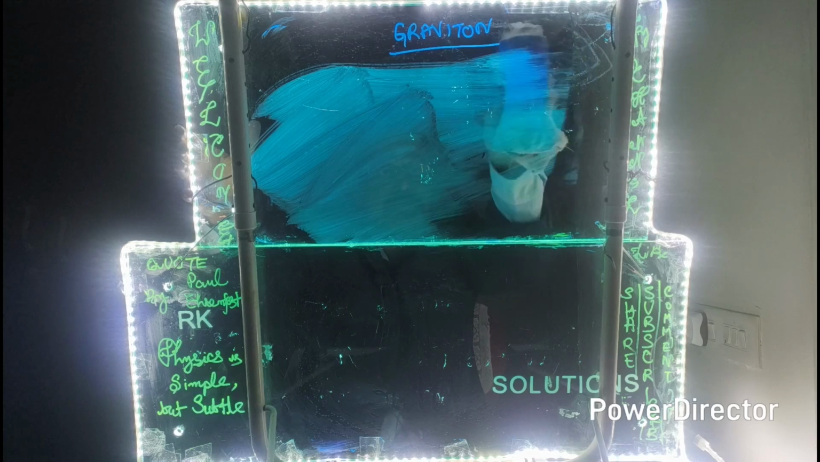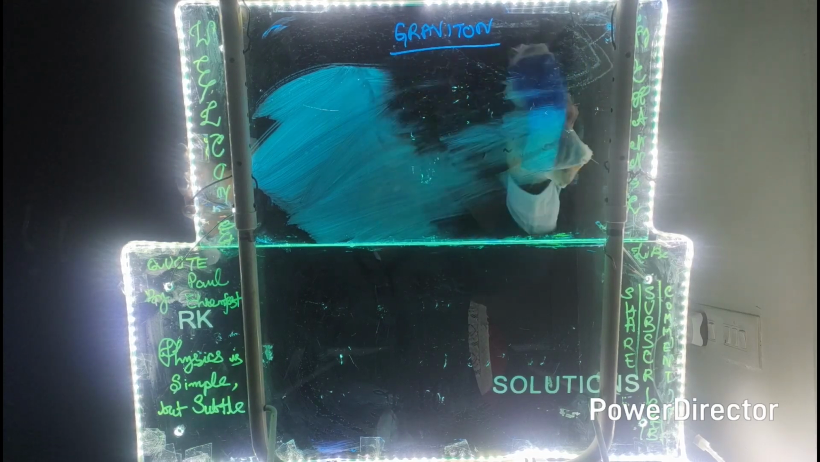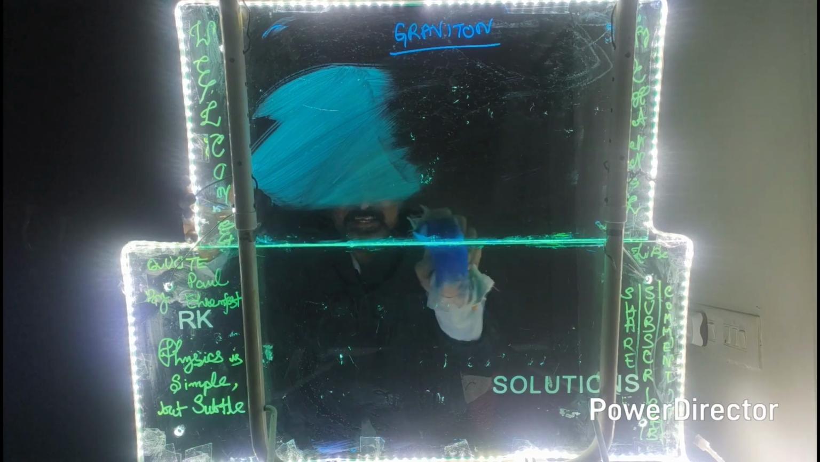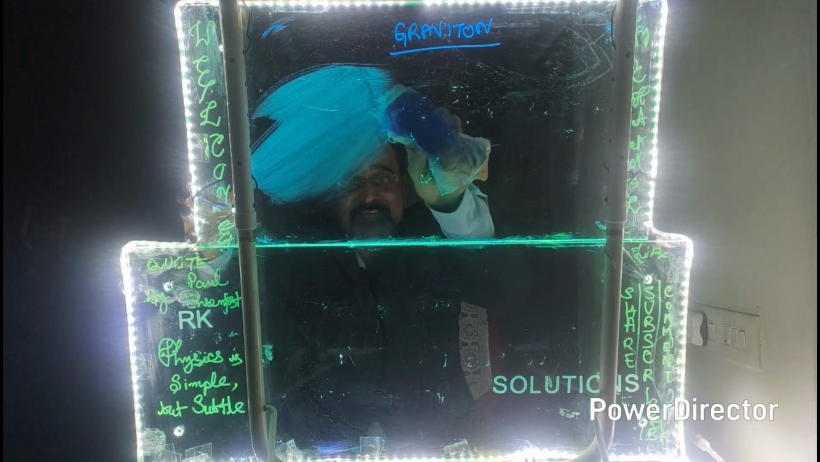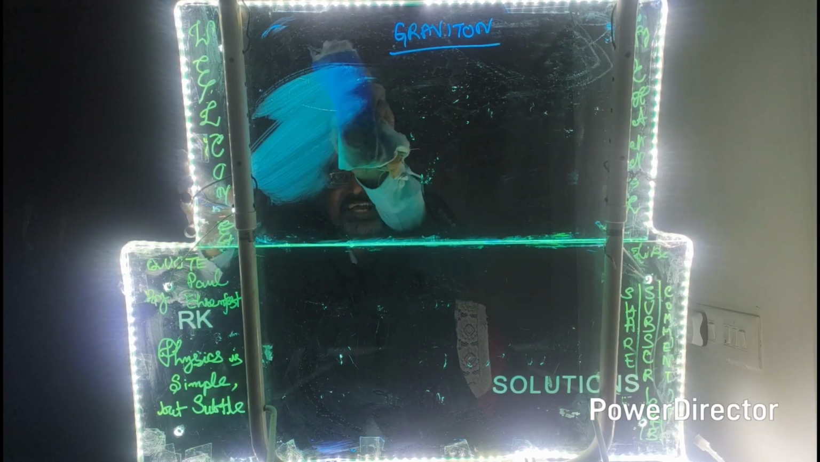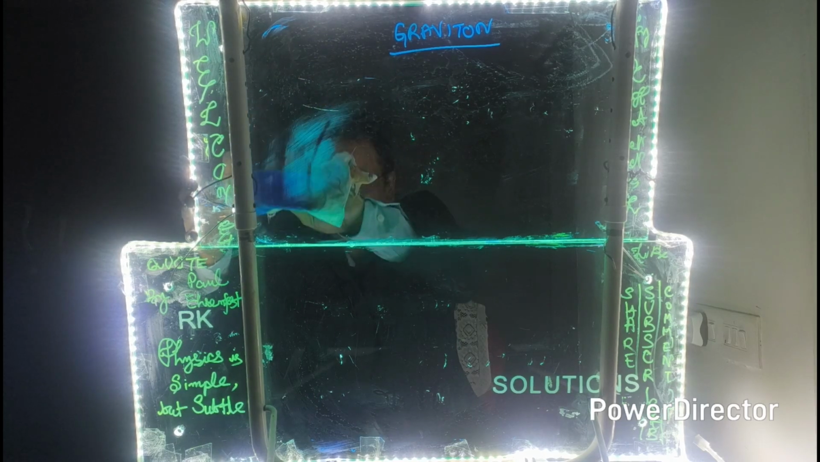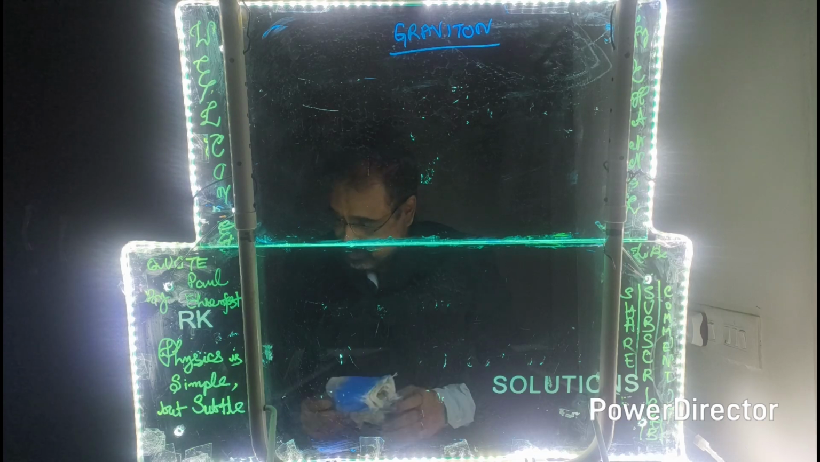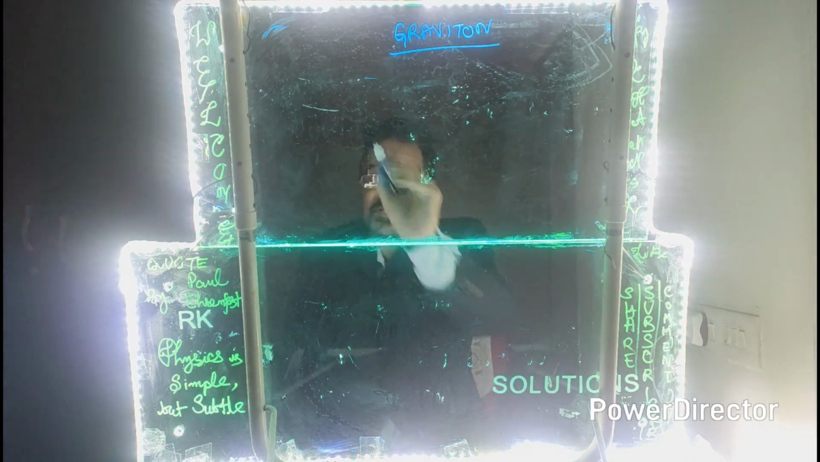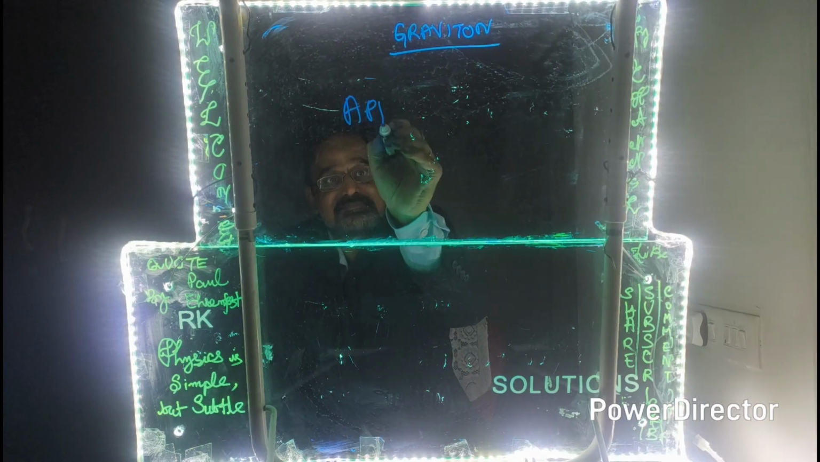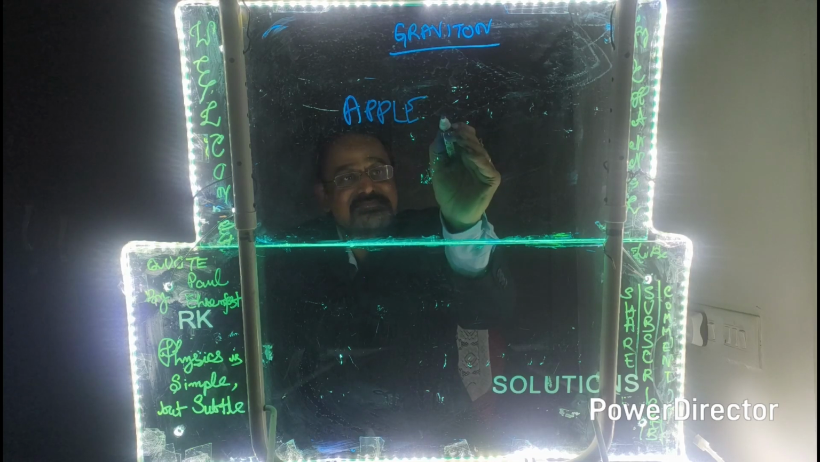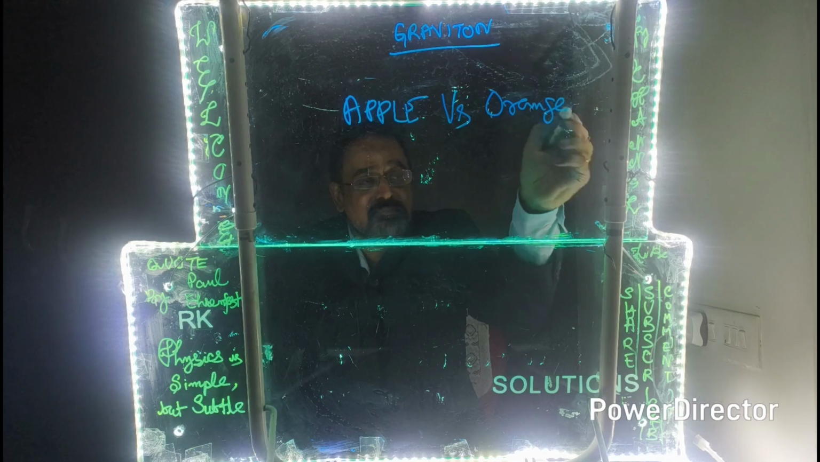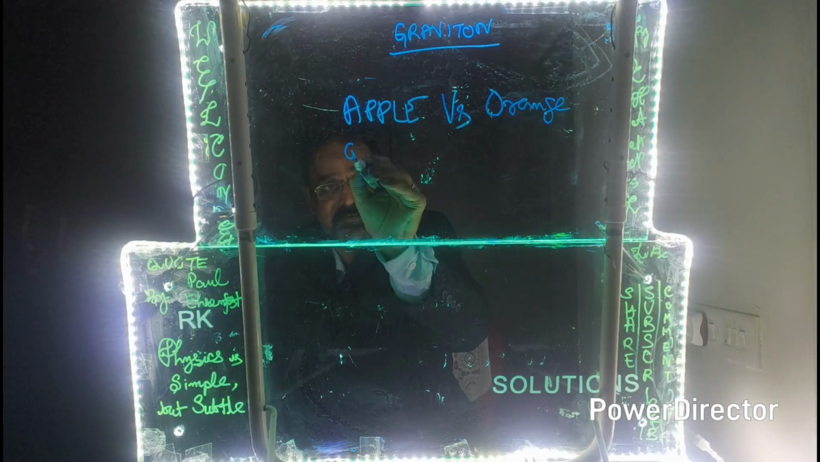Does it make sense to compare the apple of gravity? Literally, Newton found gravity by watching an apple fall to the ground from a tree. So you can as well compare gravity with the apple versus orange. This is graviton.